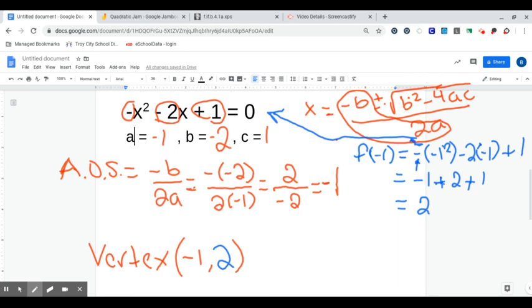Again, I went through the exit ticket. I just want to make sure we understand this before we move on to applying it to real world problems. So we're going to have another exit ticket today, and then we'll move on to that section next.